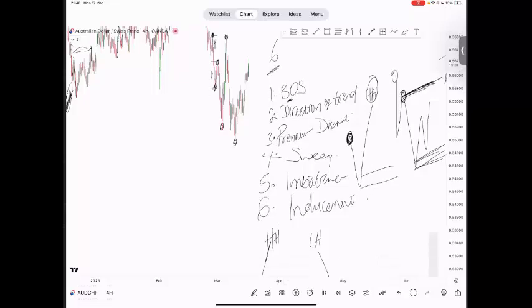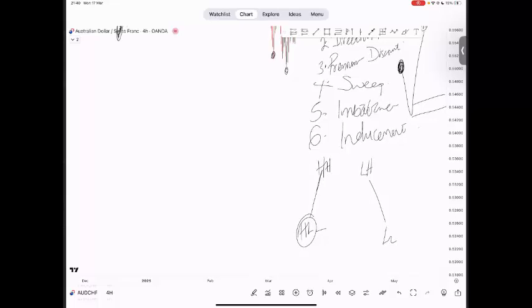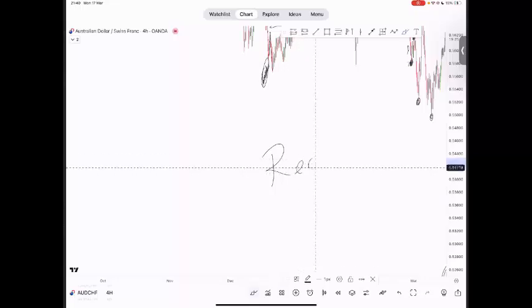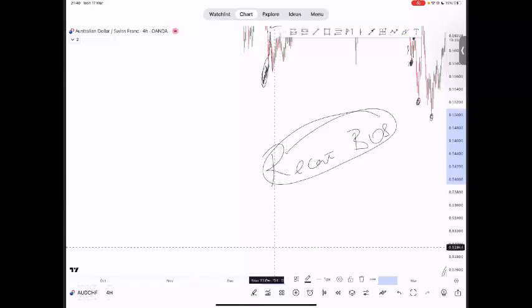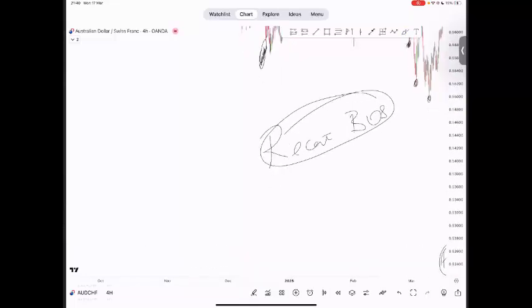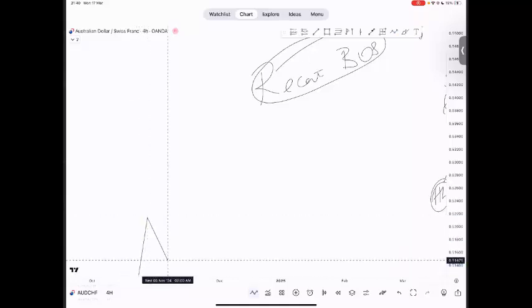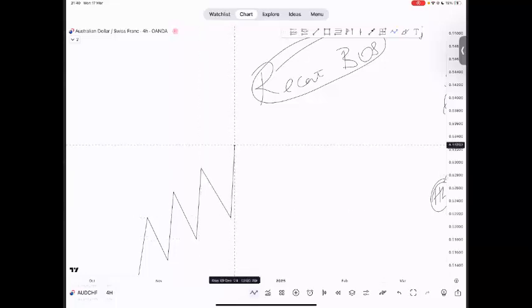Now, the most common type of inducement is the recent break of structure. The recent break of structure is the most common type of inducement, which means that at no point would you be mapping out a recent break of structure as a valid demand and supply zone. Now, here's why. In an uptrend, we have a series of higher highs and higher lows.